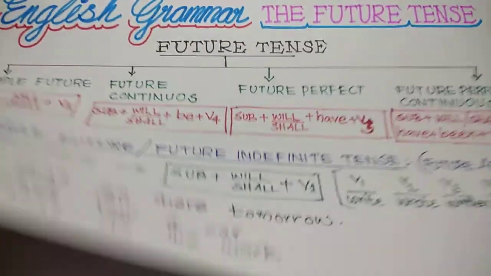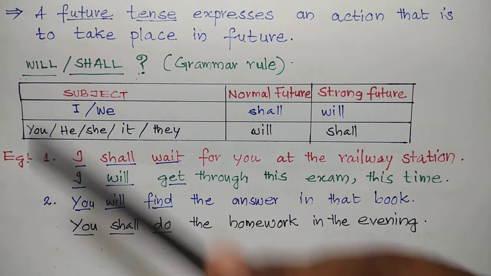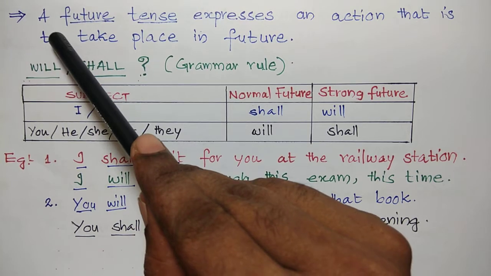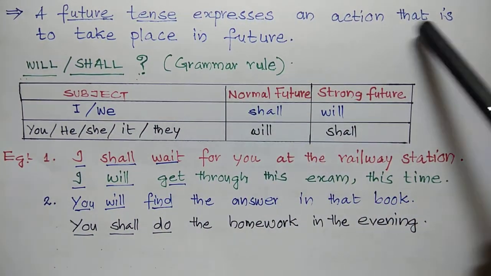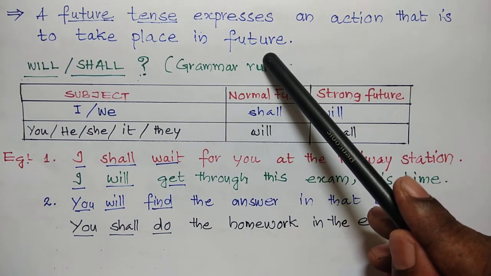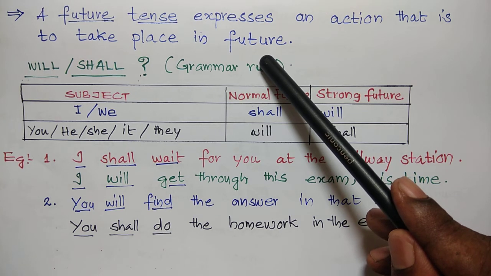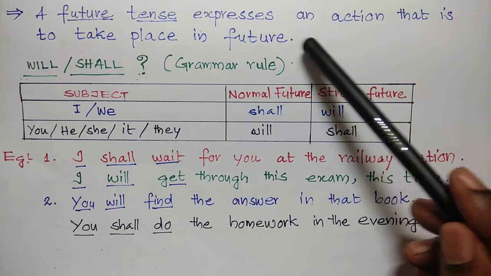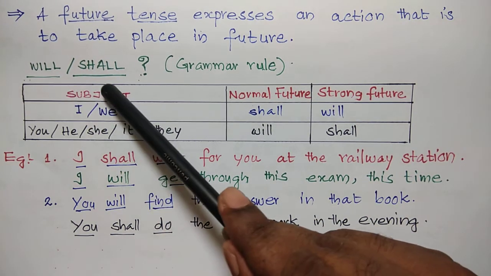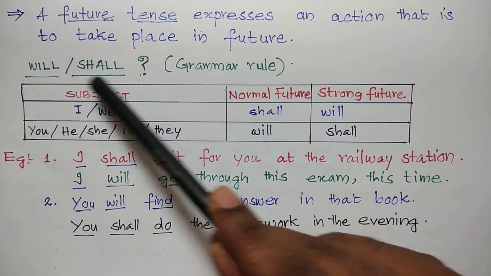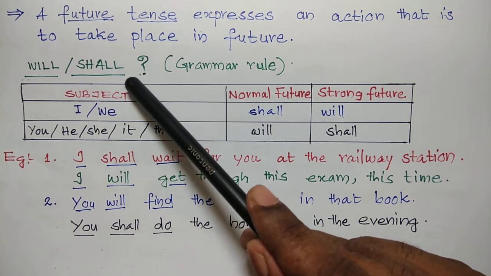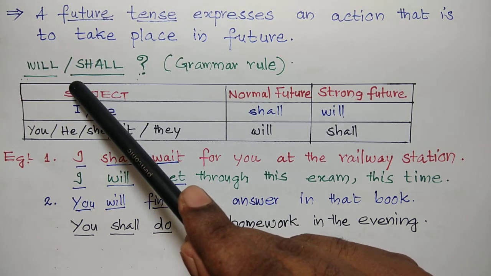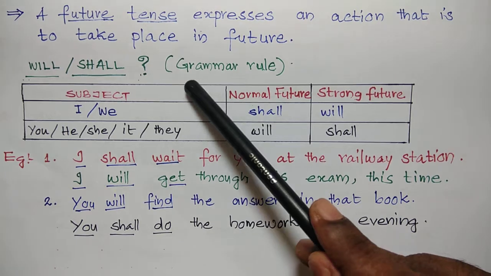Now let's see. A future tense expresses an action that is to take place in future. Means a future tense shows an action to be taken place in the future. Will or shall. This is confusing. So let us clear the confusion here where we are using will and shall. Let's see the grammar rule.